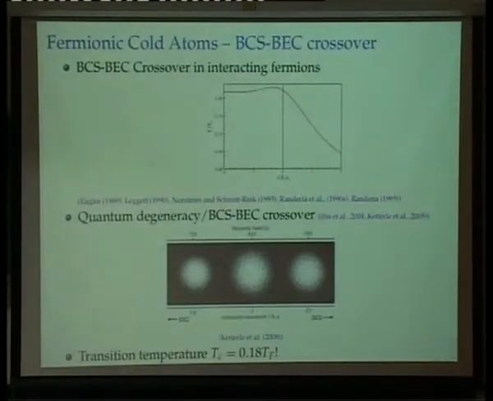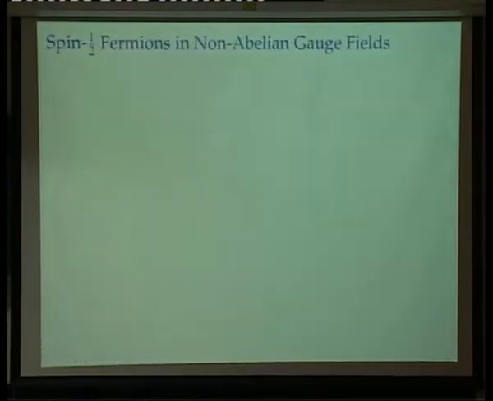Tc of 0.18 is somewhere around here. This is a Gaussian fluctuation calculation. If you put in more stuff, you can actually bring it down. Okay. It's near the resonance point. It's near where the scattering length goes to infinity.